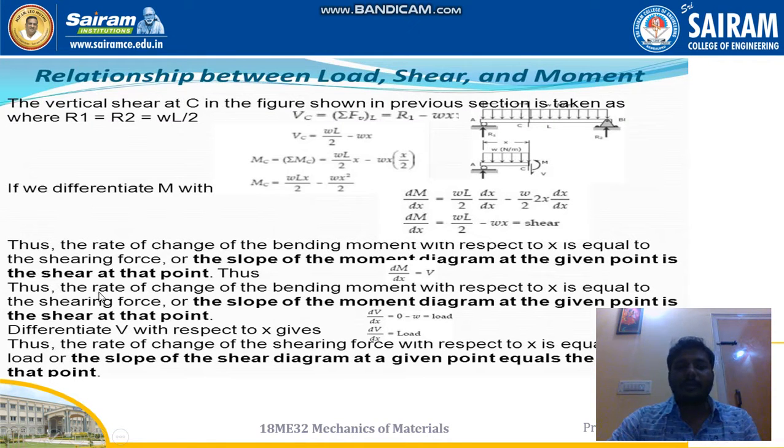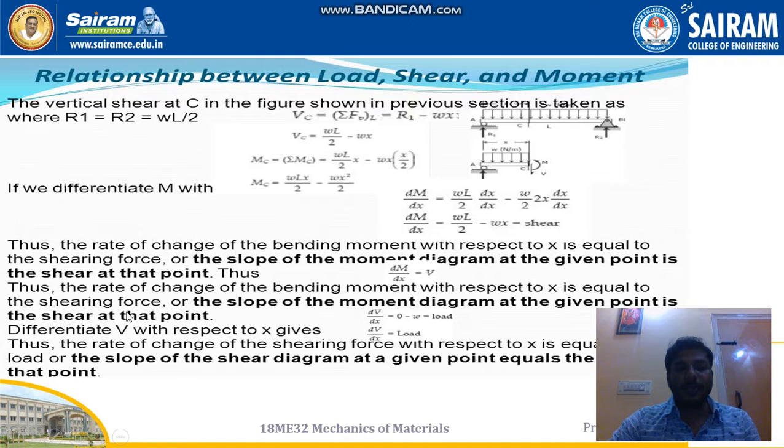Therefore, the rate of change of bending moment with respect to x, where x is the distance of that particular section which we have considered, will be equal to the shearing force, or the slope of the moment diagram at the given point is the shear at that point. Now dm by dx will be equal to the sum of the vertical forces.